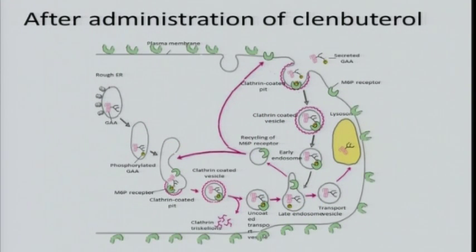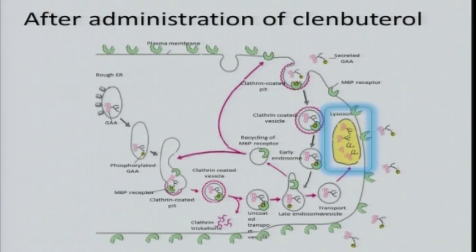If I'm able to enhance this pathway by increasing the number of M6P receptors, all these little green figures here, then the enzyme that I'm giving is going to have a better chance of getting caught. And if it has a better chance of getting caught, there's a better chance of its delivery.